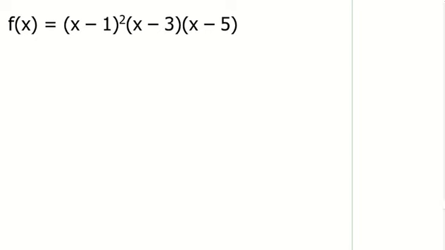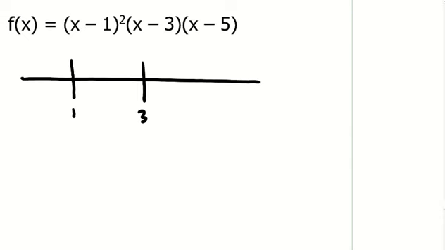Okay, now we're going to do the same thing, except this x minus 1 is going to be squared. So we're going to see what happens to the signs of the function when we add this repeated factor. Okay, so I'm going to make another number line, and I'll divide it at 1, 3, and 5 again. And I'm going to choose the same representatives. I'll choose 0, I'll choose 2, I'll choose 4, and I'll choose 100.